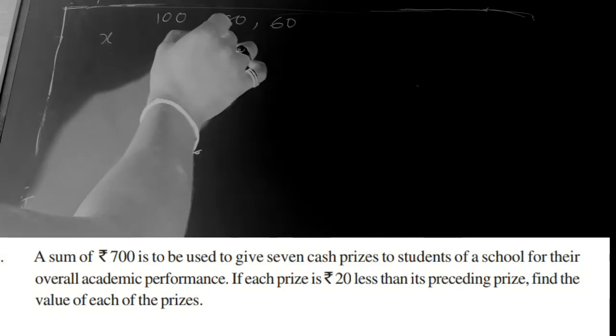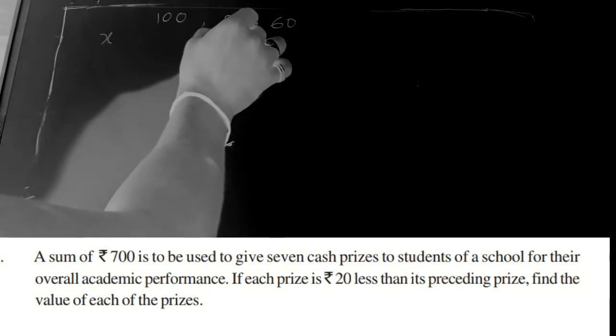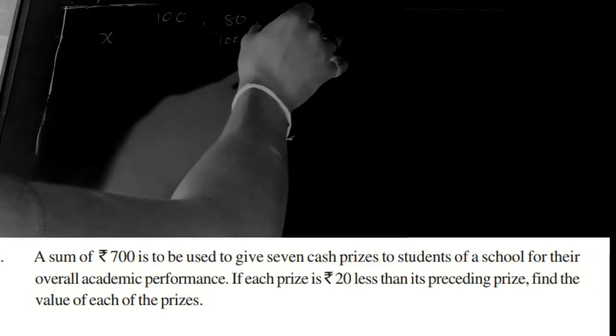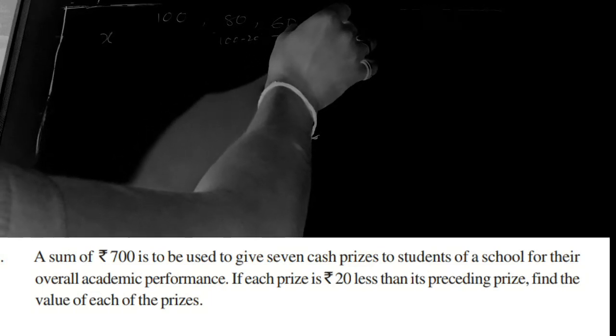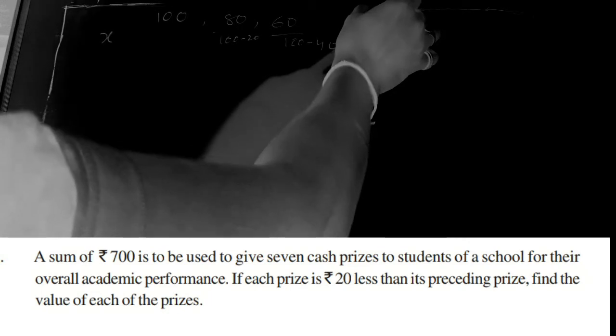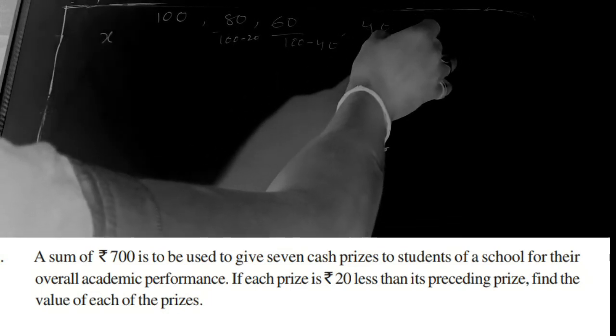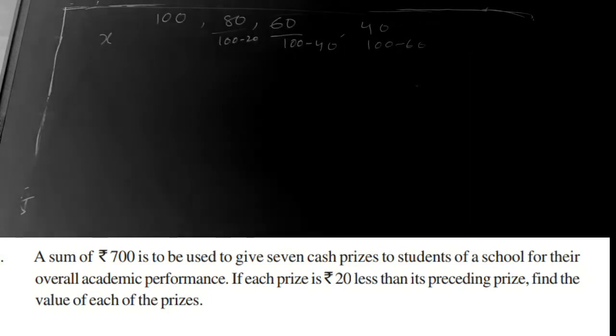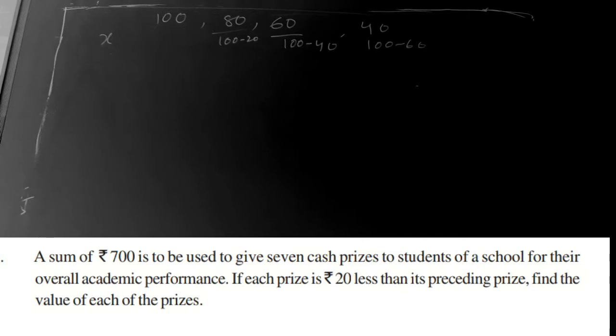So 80 is nothing but 100 minus 20, and 60 is nothing but 100 minus 40. The next prize will be 40, which is 100 minus 60, and so on. Based on this, I will solve this question.